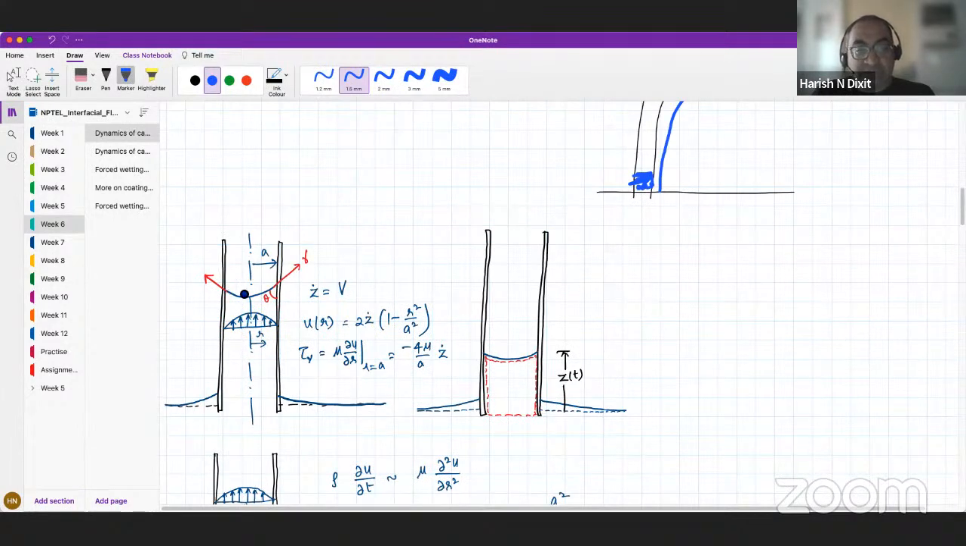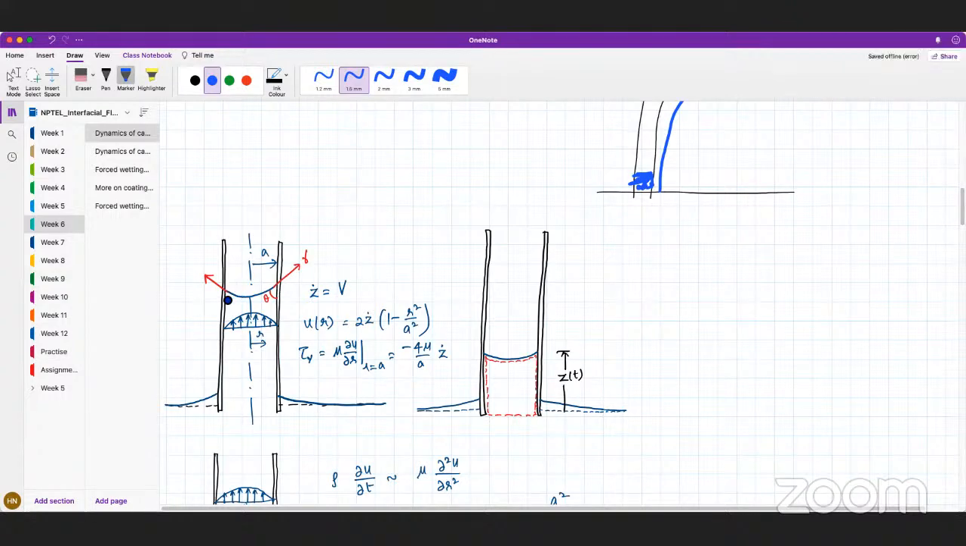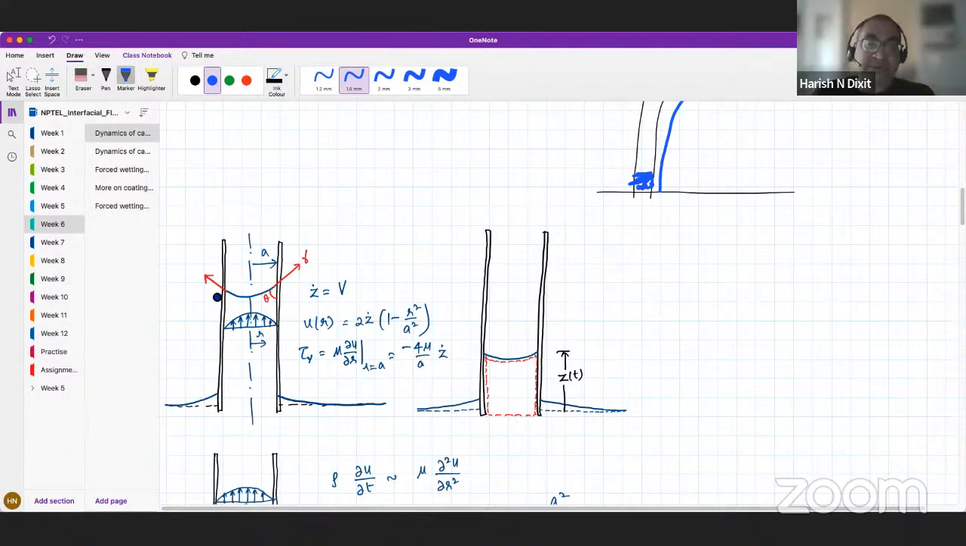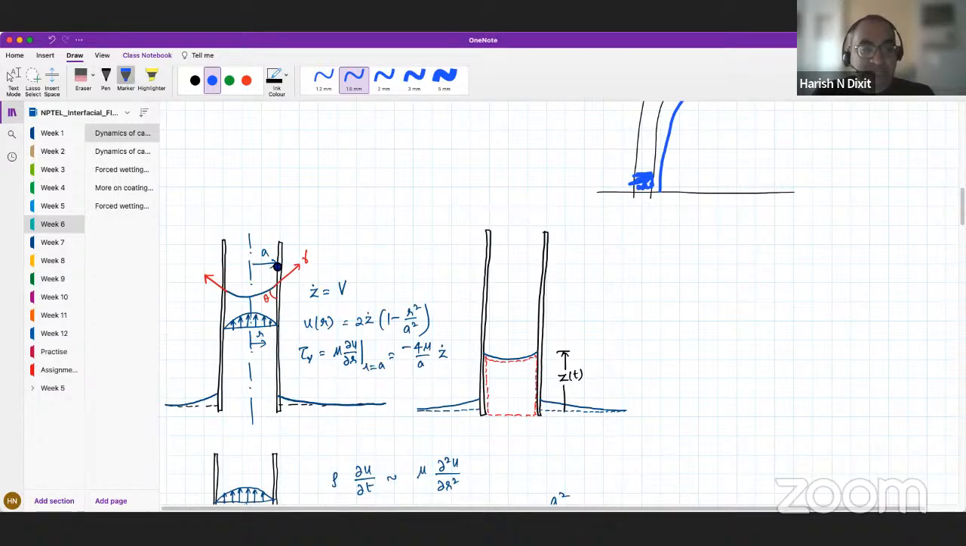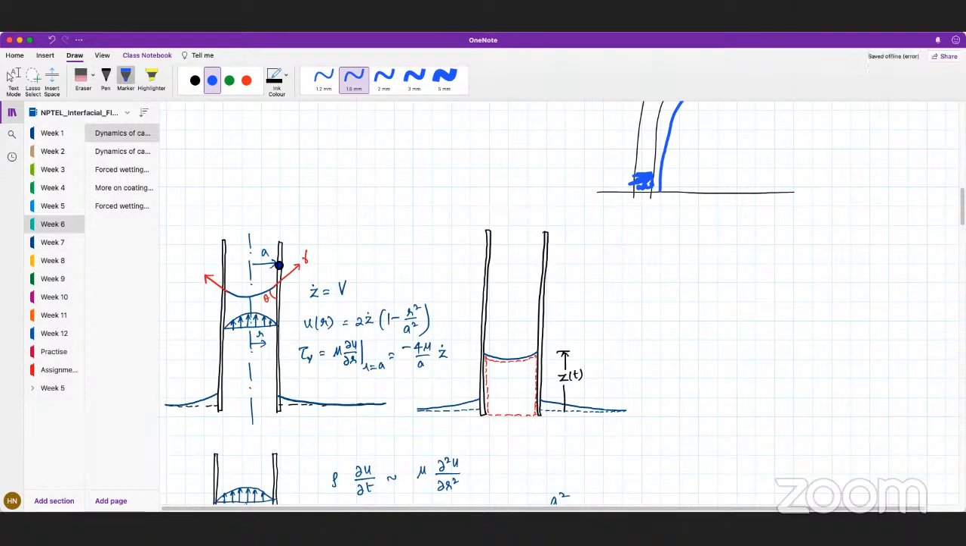Basically, there is a contact line over here at the top. Can you see my screen? Yes, there is a contact line here, and what is the shape of this contact line? It is a circle. This contact line is a perfect circle. What is the radius of the circle? It is a.